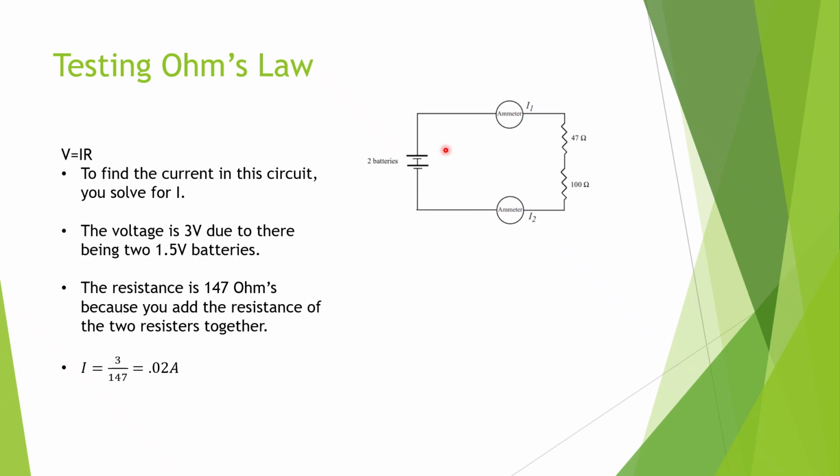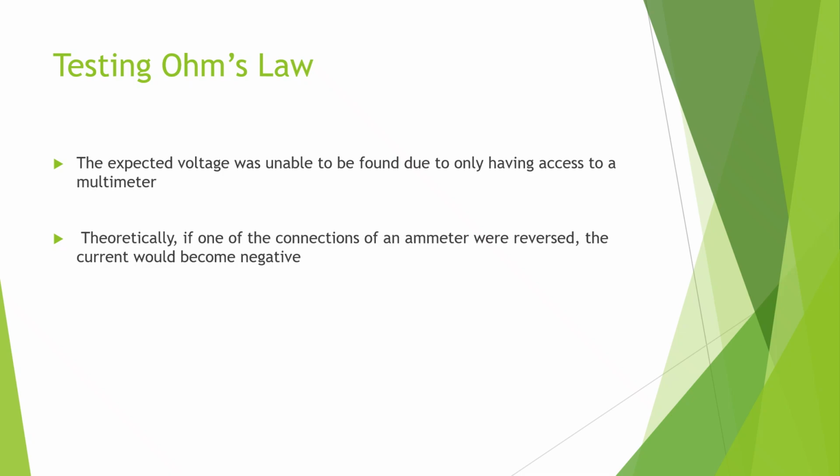amps. And this is the model of the circuit with the two batteries each totaling to be 3 volts, an ammeter, the 47 ohm resistor, another 100 ohm resistor that you add together, and then back to the batteries. For testing Ohm's law, again, the expected voltage was unable to be found due to only having access to a multimeter, but theoretically, if one of the connections of an ammeter were reversed, the current would become.